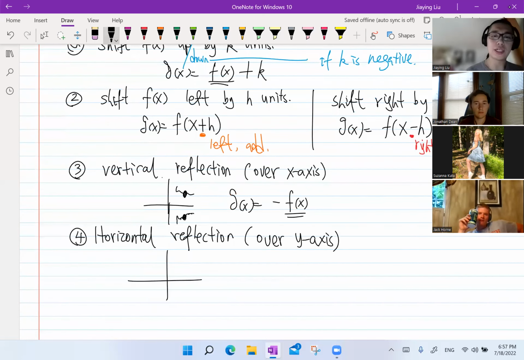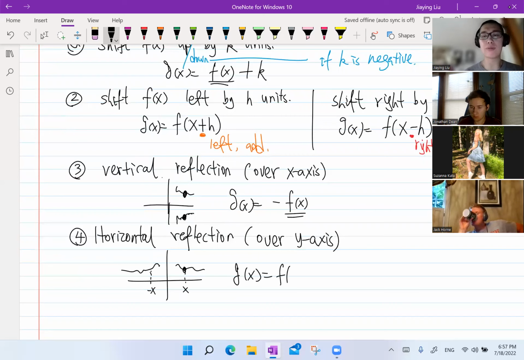And if we take a function and reflect over the y-axis, any point we pick, the y value stays the same, and the x value will become the opposite, because we go from a positive x to a negative x. So g of x will equal f of negative x.